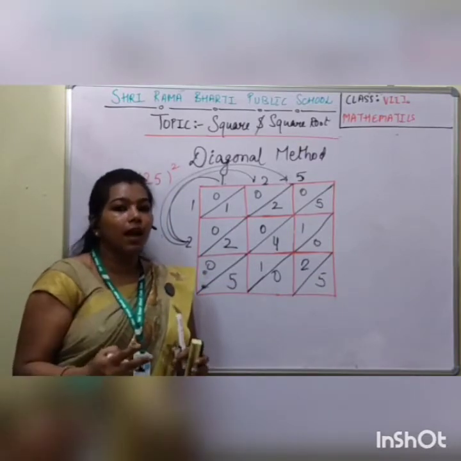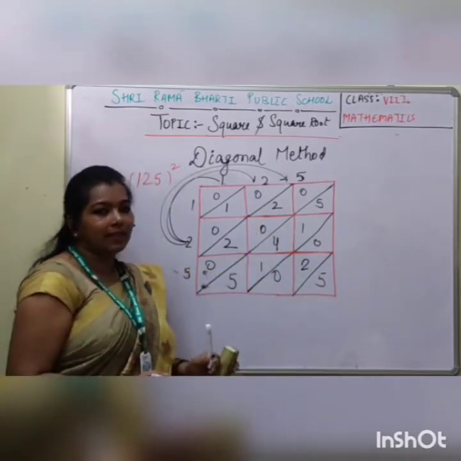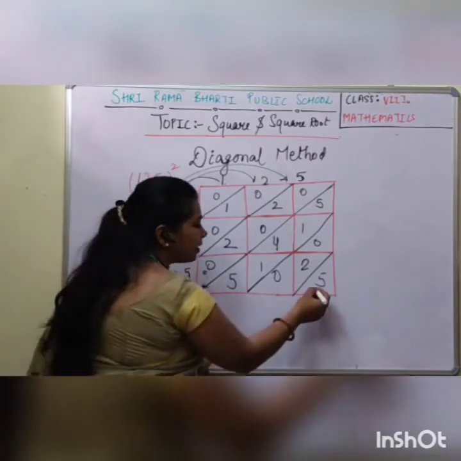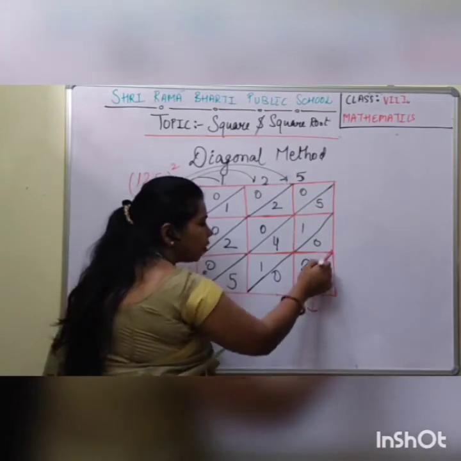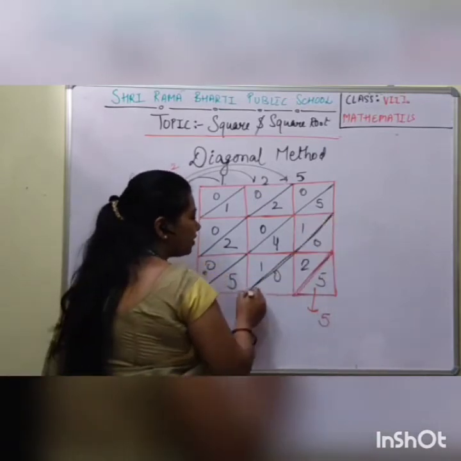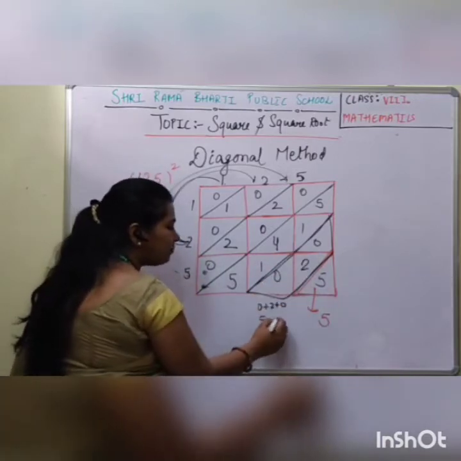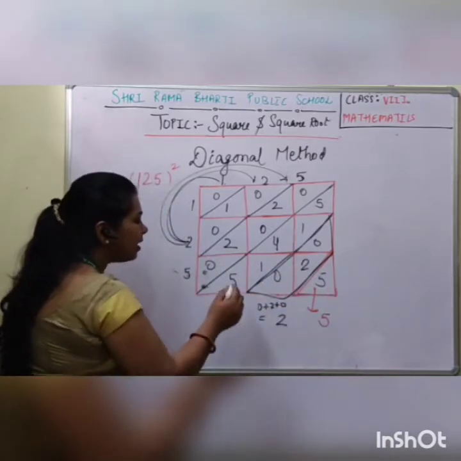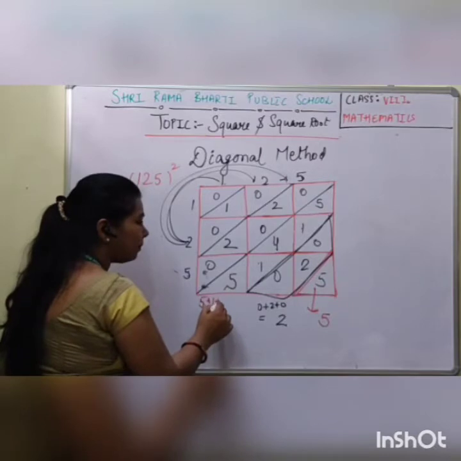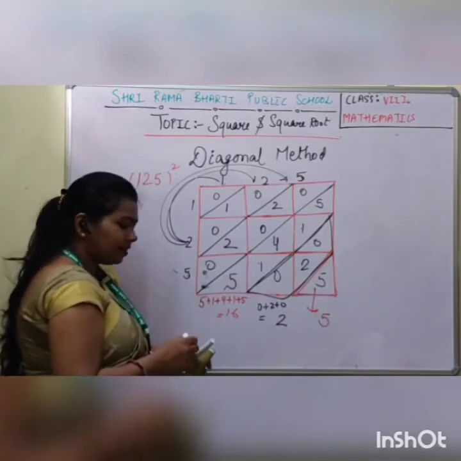Now step number 2 comes. We will add all the numbers that come diagonally. The first diagonal, from where we are going to start: in this, what is coming? Only 5. So we will write 5. Then what is coming in this portion? 0, 2, 0. By adding the numbers we will get 2. Then again 5, 1, 4, 1, 5. When we add all these numbers, 5 plus 1 plus 4 plus 1 plus 5, what we will get? We will get 16. Right?